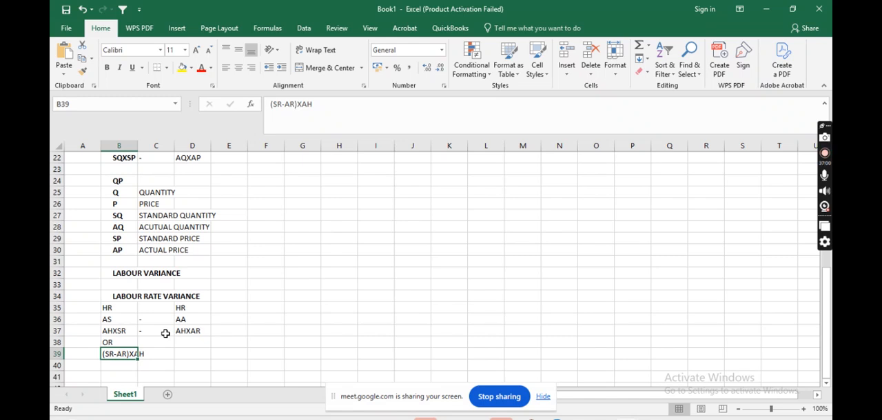Now, you can see that it is standard rate minus actual rate times what? The actual hours.